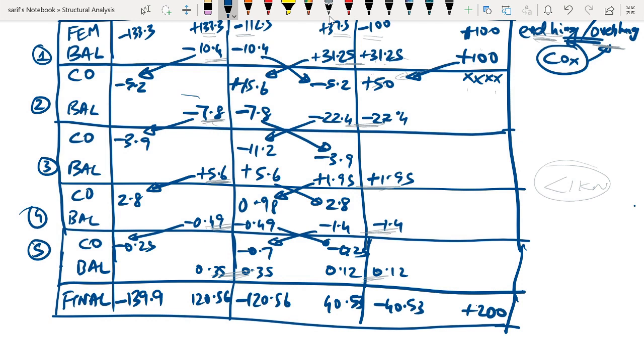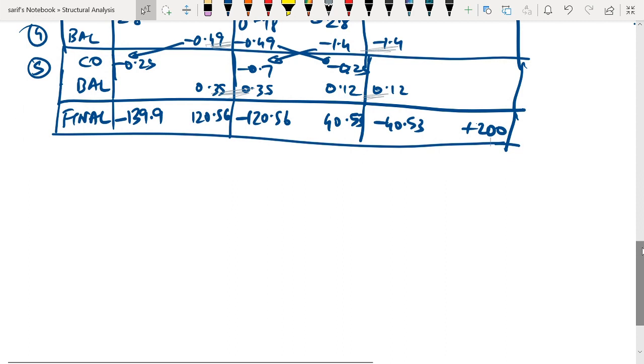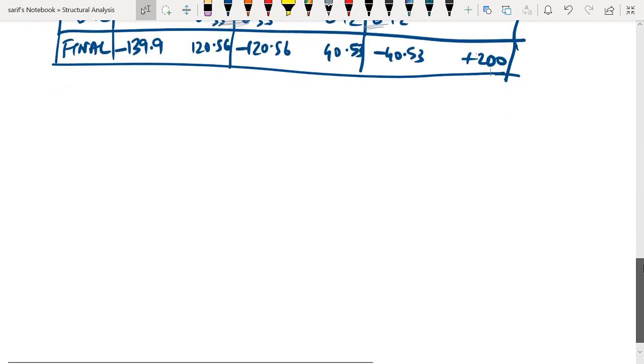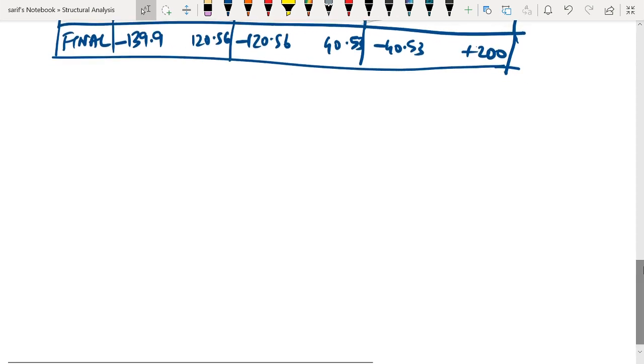Now once we have the final moments, we can draw the shear force as well as the bending moment diagram using the basic principles of statics. So what I will do is I will show you how to draw the bending moment diagram. You can do the analysis and draw the shear force diagram in the same way as you draw for any other. Once again, the thing we have to remember is the plus sign represents that the moment is acting clockwise on the member, and the minus sign indicates that it is acting anti-clockwise on the member.